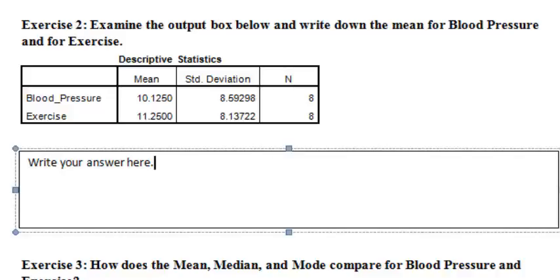So if you look at the output box, you see that blood pressure, the mean score is 10.125, or if you round it up, it's 10.13, and exercise is 11.25, or if you round that up, it's 11.3. So that is the mean. Again, SPSS or some other statistical software package that you may use, such as SAS, they make it real easy on you to understand the output. So it's clear what the mean is for these two variables.